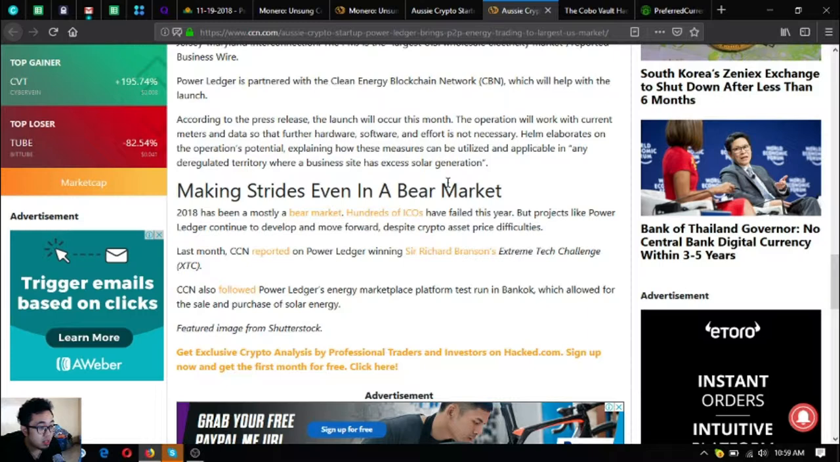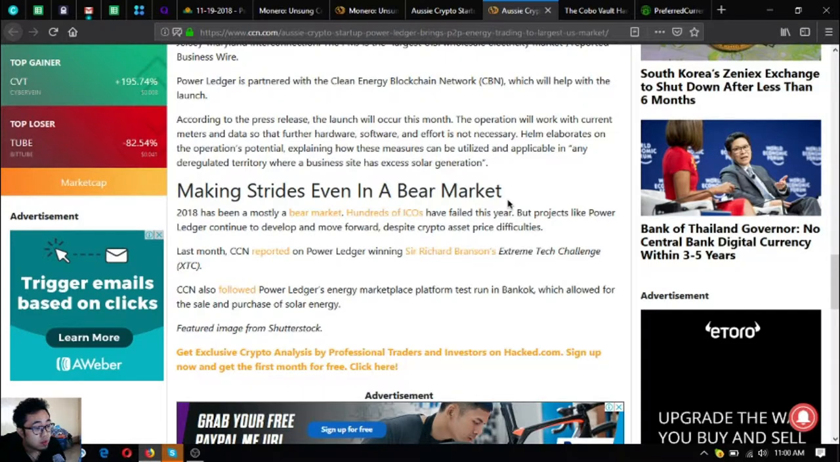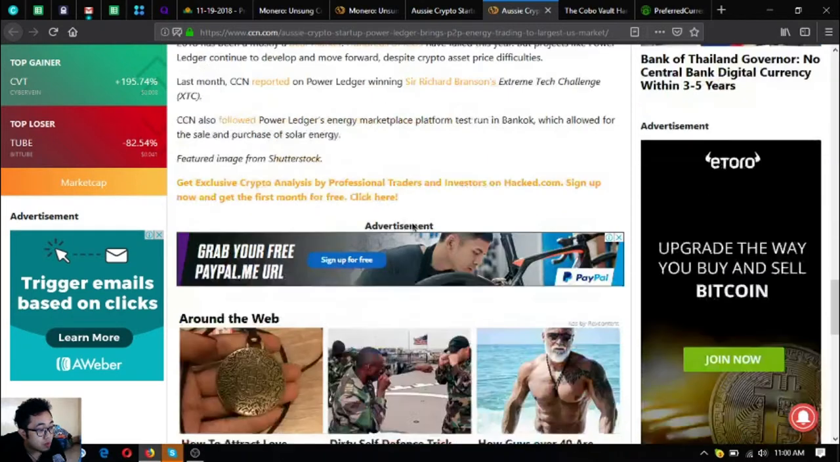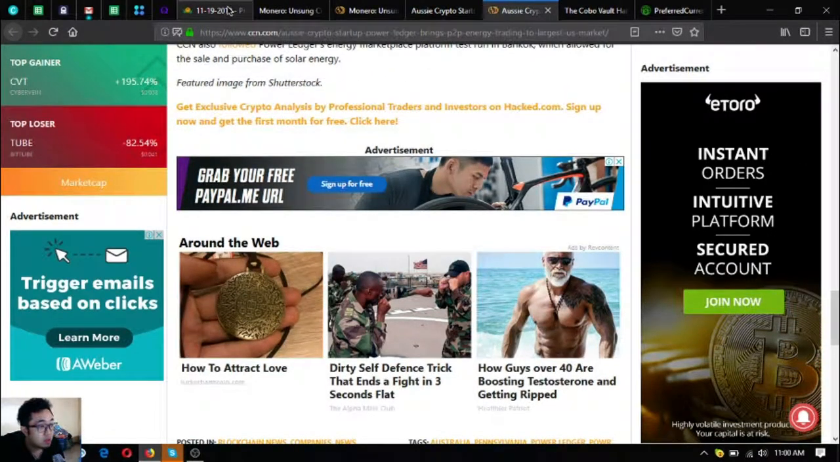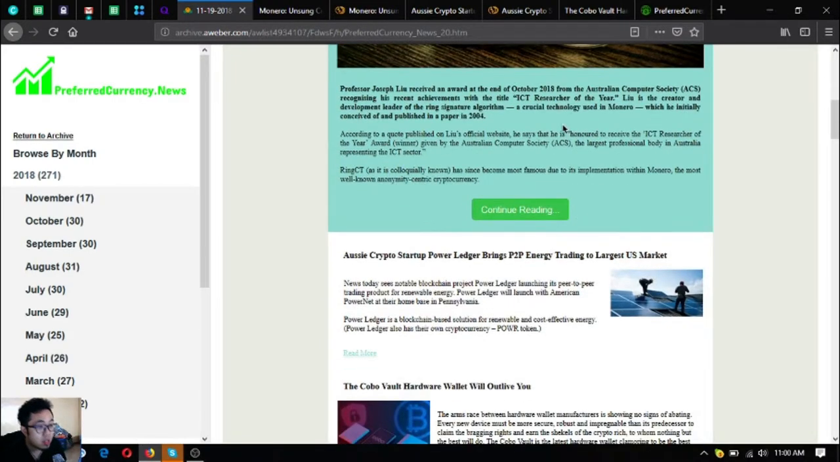So making strides even in a bear market. 2018 has been a mostly bear market. Hundreds of ICOs have failed this year, but projects like Power Ledger continue to develop and move forward despite crypto asset price difficulties. Last month, CCN reported on Power Ledger winning Sir Richard Branson's Extreme Tech Challenge, or XTC. CCN also followed Power Ledger's Energy Marketplace platform test run in Bangkok, which allowed for the sale and purchase of solar energy. Okay, so that was the second main story of the day.